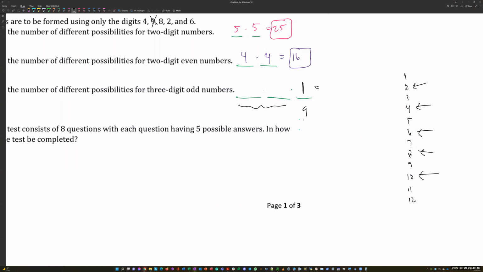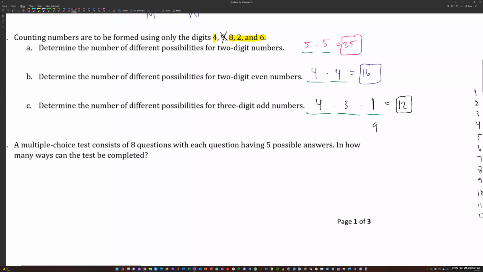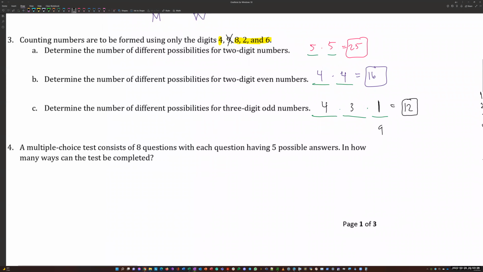Is that correct? Correct. So there still are 4 choices remaining. So I still could say 4 different things here. Then, given the fact I selected something for this position and this position, there would only be 3 remaining. In other words, there's 12 different numbers. Does that make sense? Yes. Does this make sense, guys? Any questions so far?